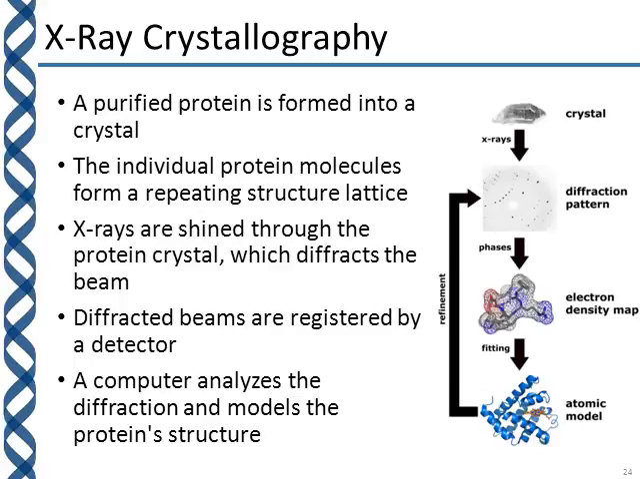And here on the right, we show a diagram which gives the basics of this structure. The proteins are formed into the crystal, where the proteins form a repeating structure lattice. X-rays are shone through this protein crystal, and the X-ray beams are diffracted. The diffracted beams are registered by the detector, and here you show this electron-dense map is constructed, and a computer forms and models what the protein structure was in the original protein.